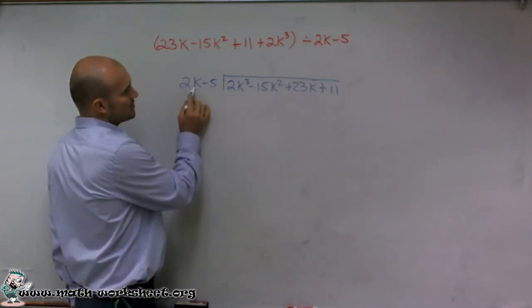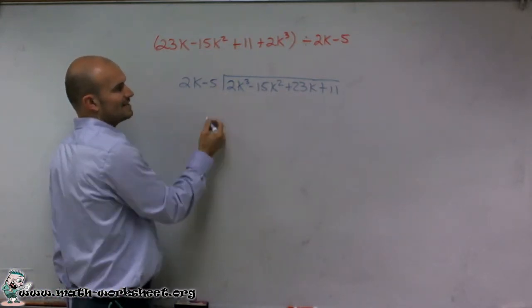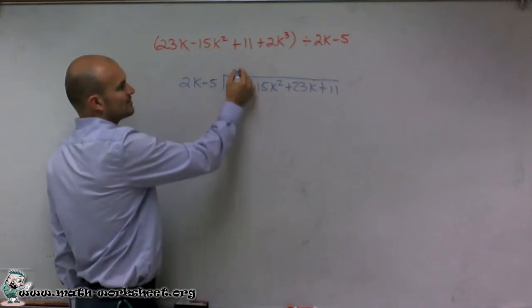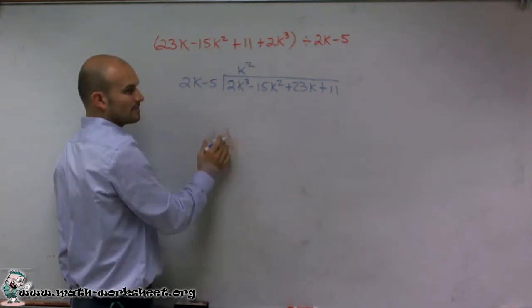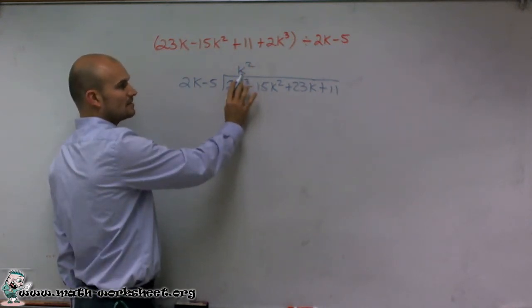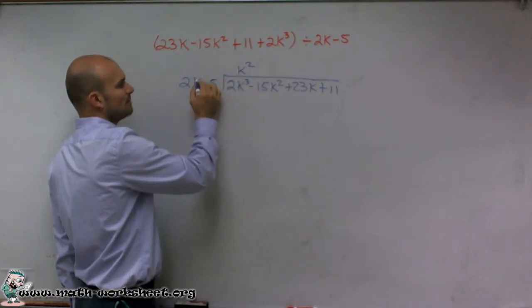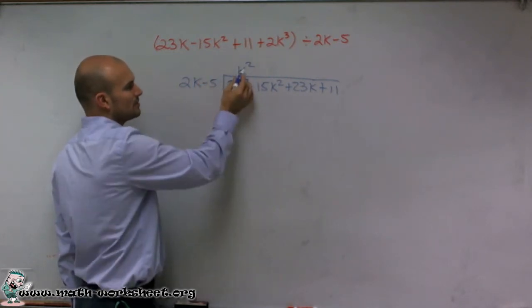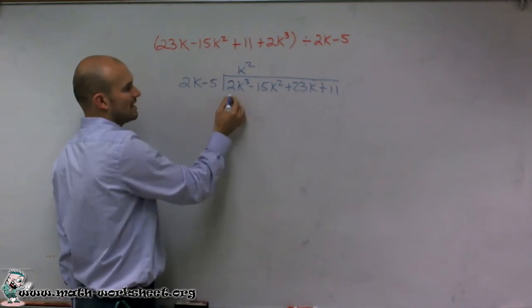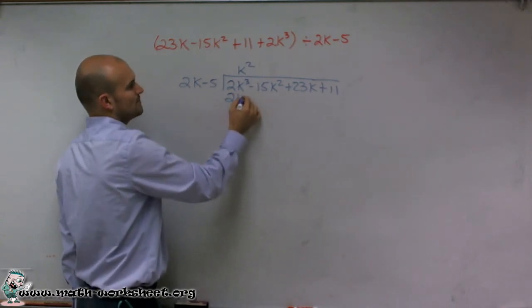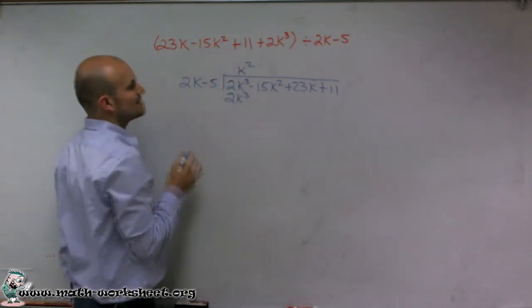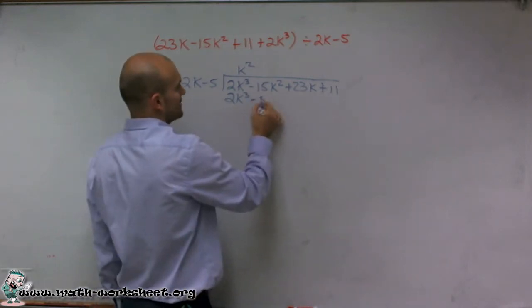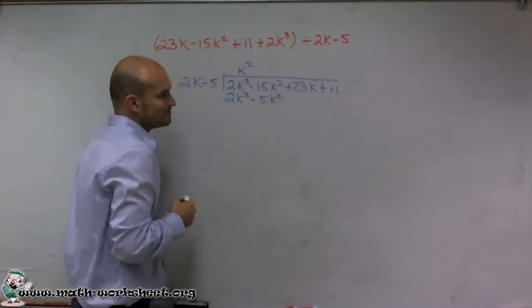So I'm going to say 2k, how many times does 2k divide into 2k cubed? And you could say it's going to be k squared. Now I'm going to take this value and multiply it by both terms of my binomial. K squared times 2k is going to give you 2k cubed, and k squared times negative 5 is going to give you a negative 5k squared.